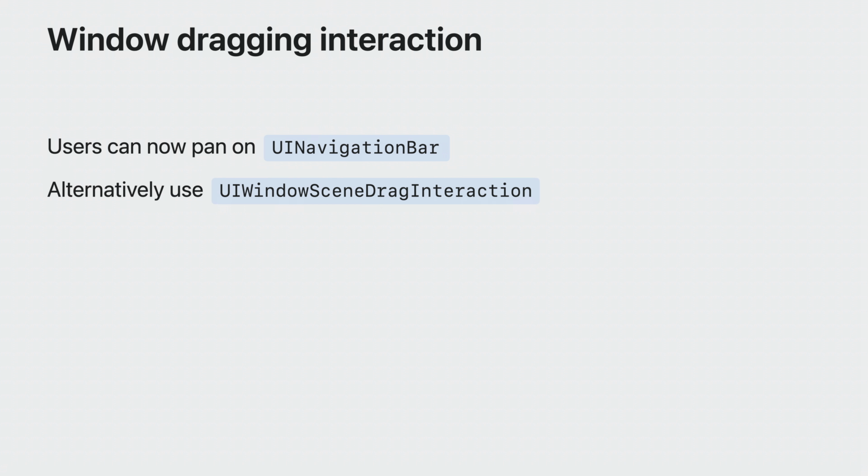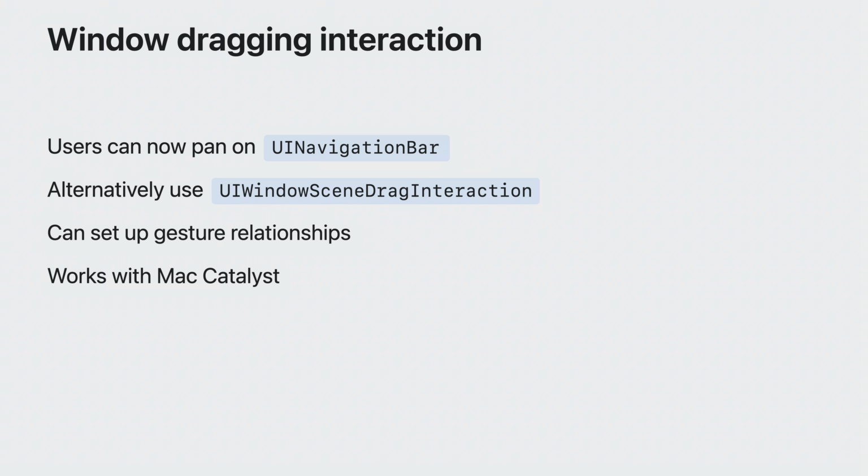If you're not using UI navigation bar as part of the UI in your app, you can adopt UI window scene drag interaction and add it to any view. You can also set up gesture relationships with other pan gestures in your app to make sure there aren't any conflicts. This also works with Mac Catalyst right out of the box.